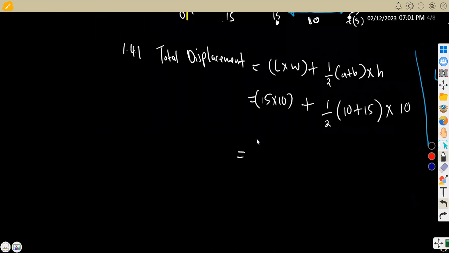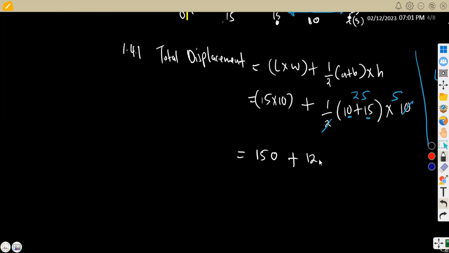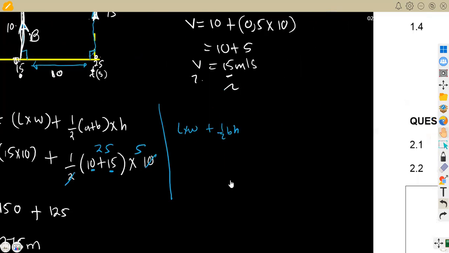So you can choose to calculate this area in so many ways. 15 times 10, that is 150. Plus, we simplify this side. This is the same as half of 10 here, which is 5. So you add 10 plus 15 here, which is 25. Then 25 times 5, which is going to be 125. If we add, that is going to be 275 meters. Okay, so that is the total displacement that we had in this case.